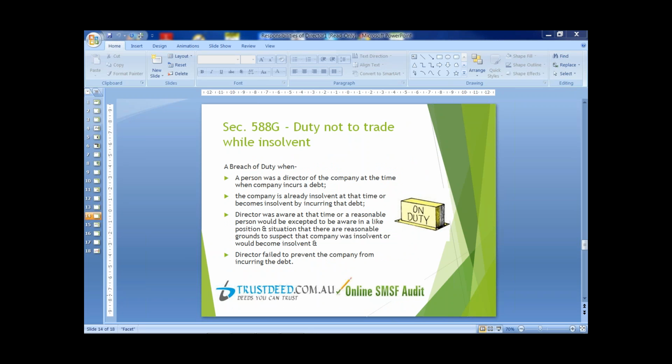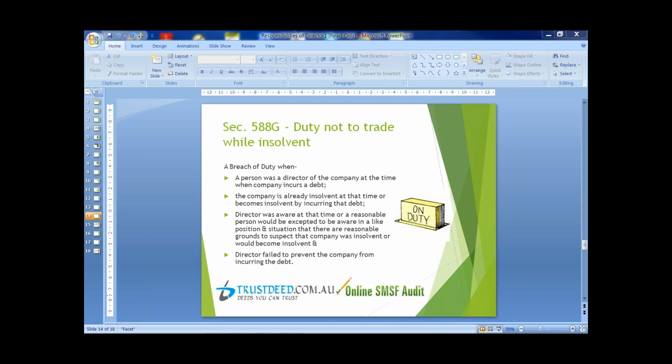Section 588G provides that it is a director's duty not to trade while the company is insolvent. A person breaches his duty when all four mentioned conditions are met. The first is that the person was a director of the company at the time when the company incurs a debt. The company is already insolvent at the time or becomes insolvent by incurring that debt. The director was aware at that time, or a reasonable person would be expected to be aware in a like position and situation, that there are reasonable grounds to suspect that the company was insolvent or would become insolvent, and the director failed to prevent the company from incurring the debt.